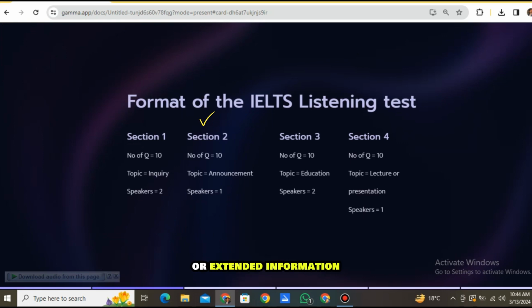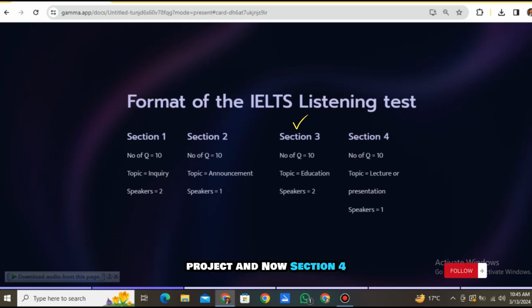In section 3, the topic will be education, and there will be 2 speakers, sometimes 3 or 4 speakers. You have to listen to those audios and give the answers on the question booklet, and the topic will be education. Most of the time, the speakers will be some students or a teacher. They could be discussing an educational topic or their assignment or a project.